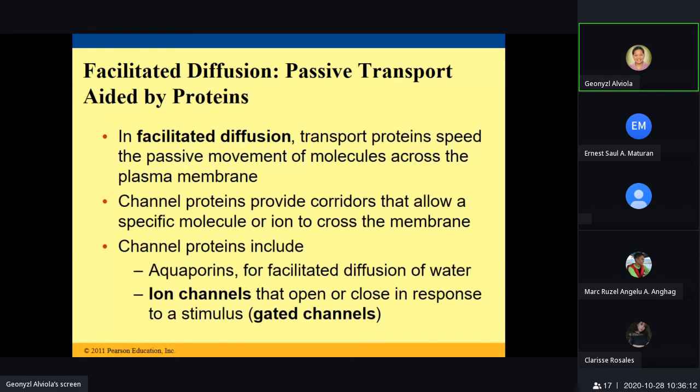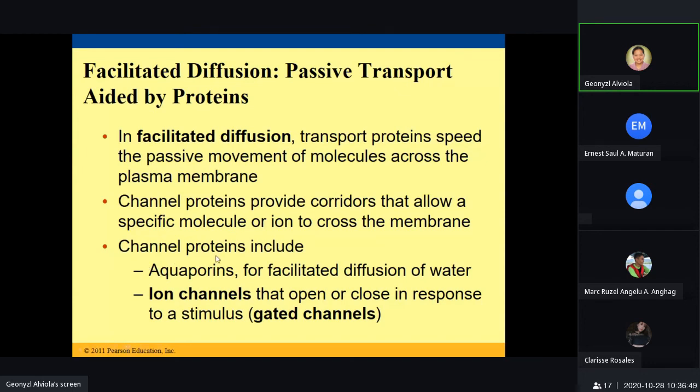Facilitated diffusion. Another type of passive transport, besides osmosis, is facilitated diffusion. This needs the help of certain proteins. One of the functions of proteins, aside from being a channel, is that they can also act as agents. It facilitates the molecules to enter the cell.